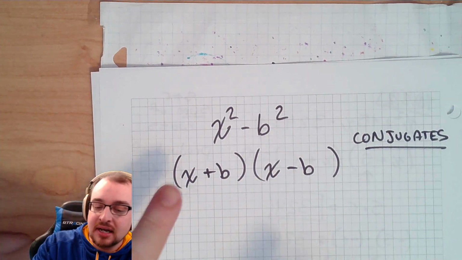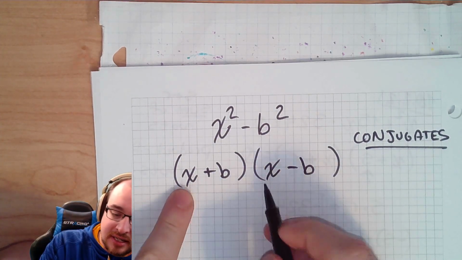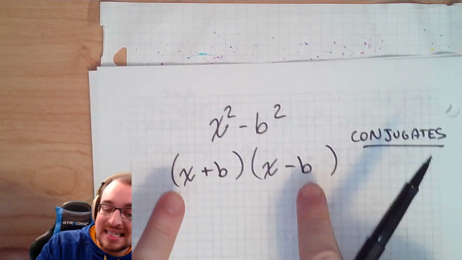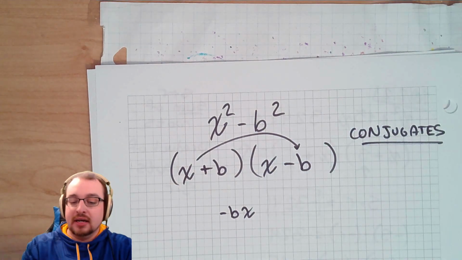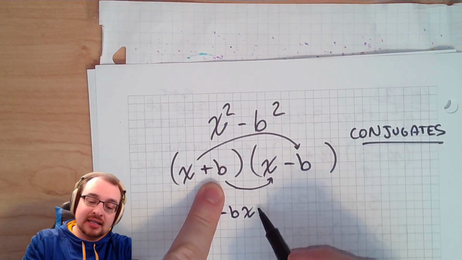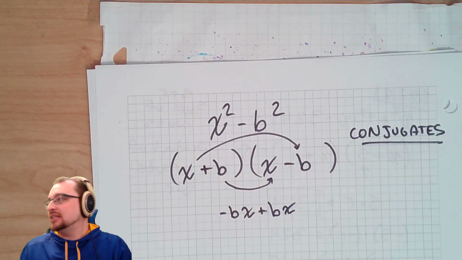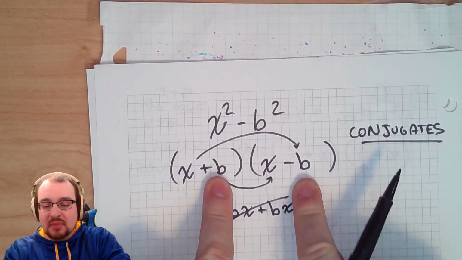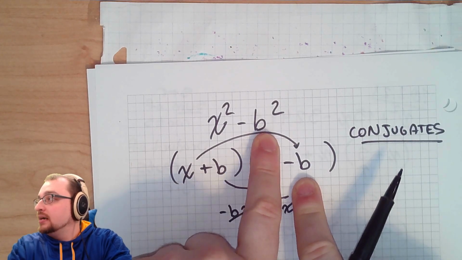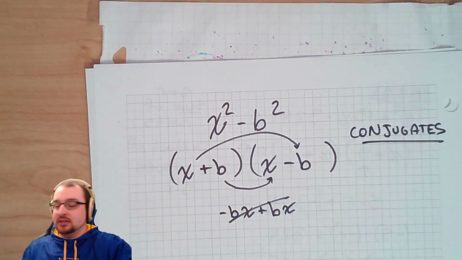Let me show you why that is. X times x is x squared, right? So that gets us our x squared. We get negative bx when I distribute here. And of course, when I distribute b here, I get the opposite of that, positive bx. So that's going to go away, right? That's nothing. That's gone. And then the last thing I get is minus b squared, right? So this is that. It'll always look like this.